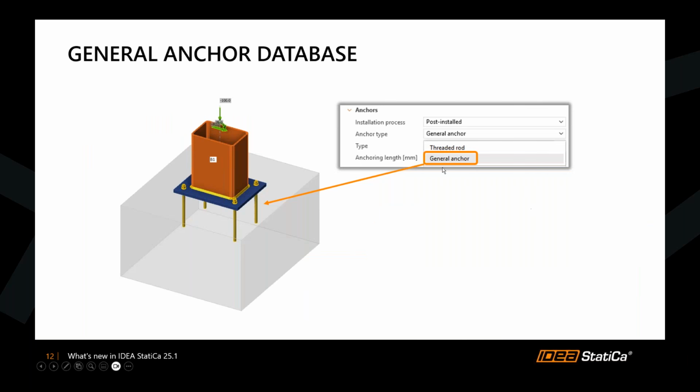Basically, if you want to use the general anchor, you just change the type to general anchor, and then from there you can select the general anchor you have imported.